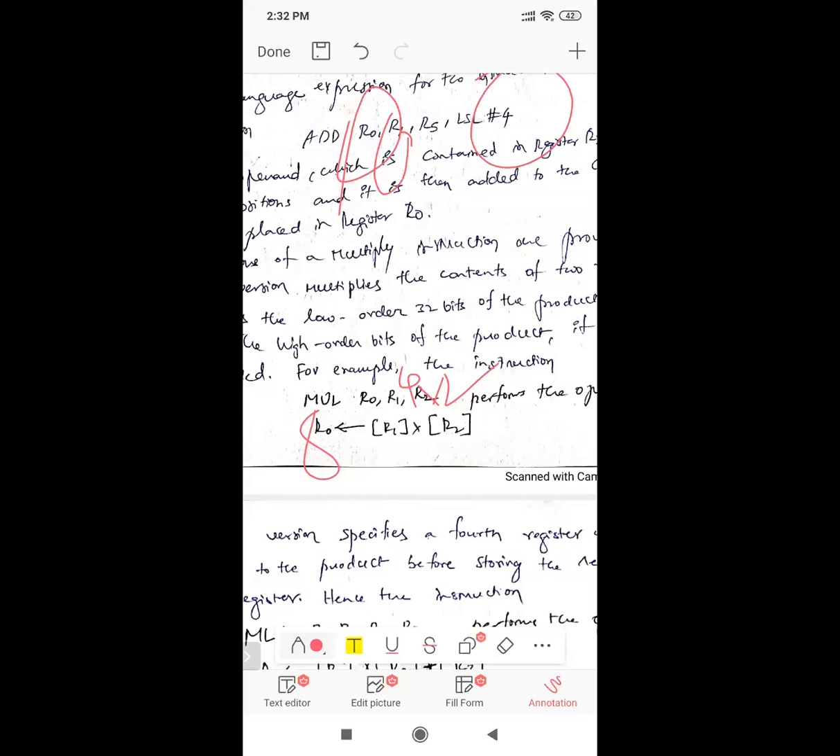Okay. But if the R1 register data is 32 bits, nothing but it may be 10098 and the R2 register 4097, like that. If you multiply these two numbers, the result may be very high, that is, it contains more than 32 bits.